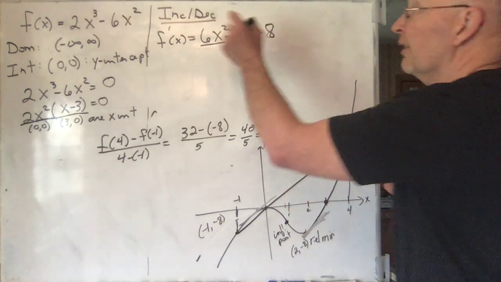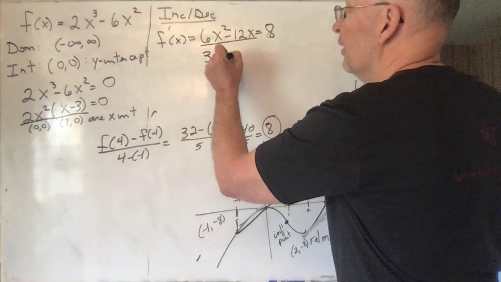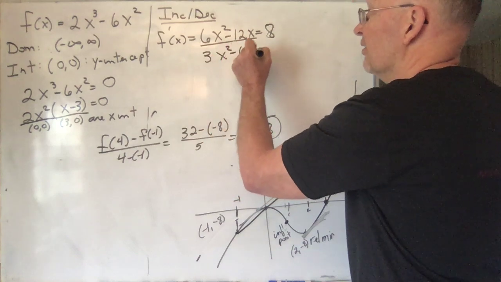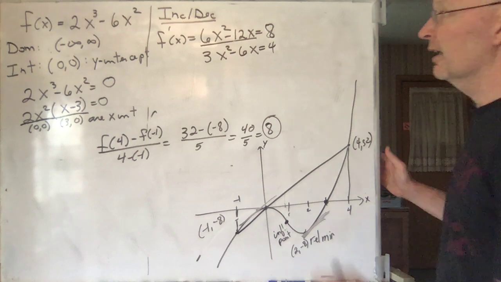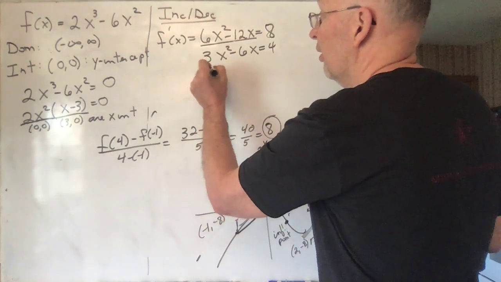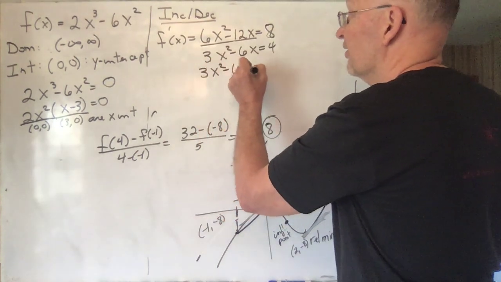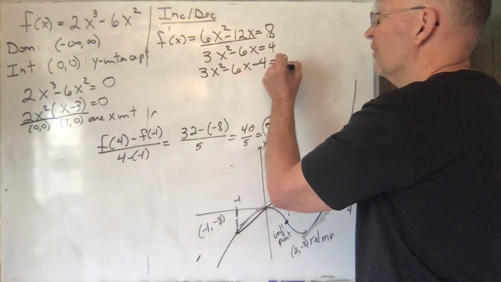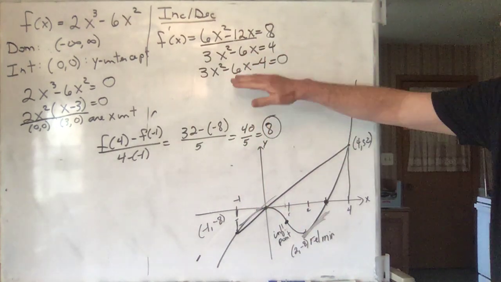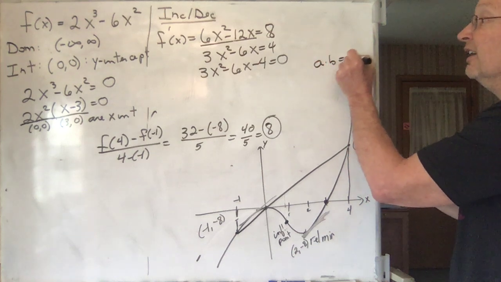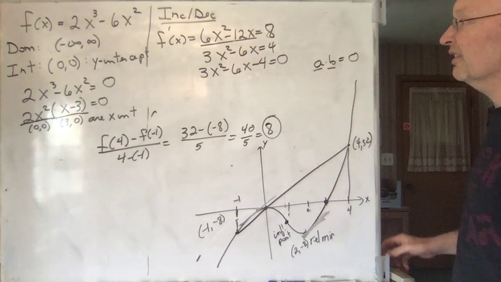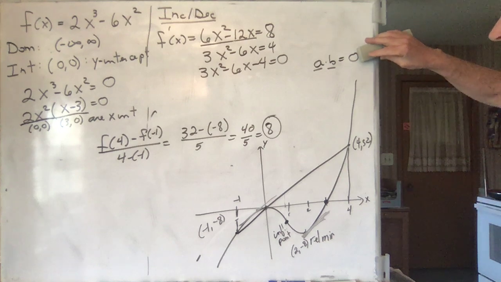I can divide everything through by 2 and get 3x squared minus 6x is equal to 4. Makes it look a little nicer. I can bring the 4 over: 3x squared minus 6x minus 4 is equal to 0. Why do you want to set things equal to 0? Because recall, if you have the product of anything equal to 0, you know one of those two things has to be 0. 0 is your friend.